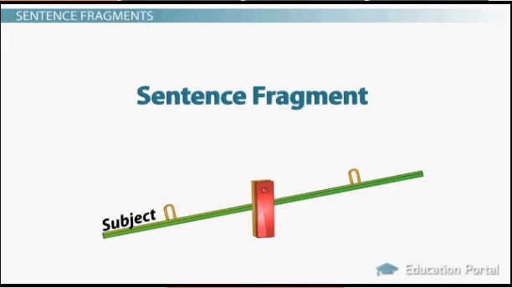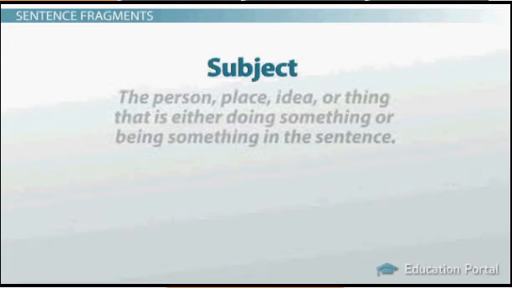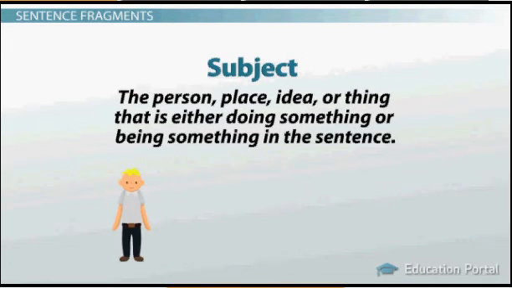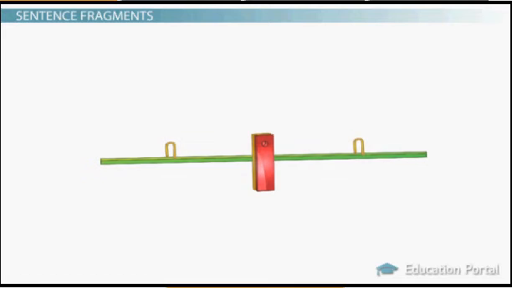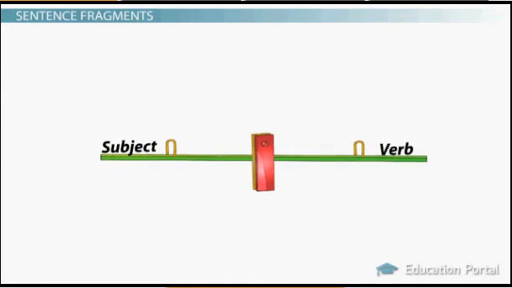Okay, so how to find the independent clause? Remember that the subject is the person, place, idea, or thing that is either doing something or being something in the sentence. So find the main subject first by finding the verb. That's the part of the sentence that creates the action. And then determine what that verb is relating to.